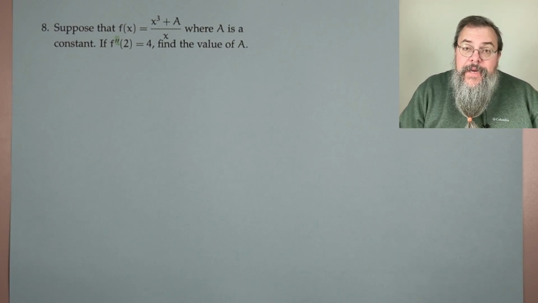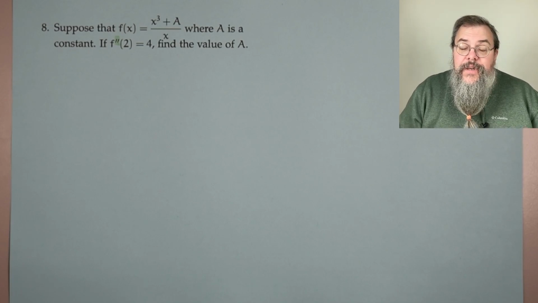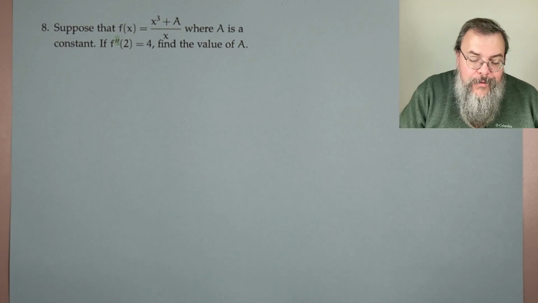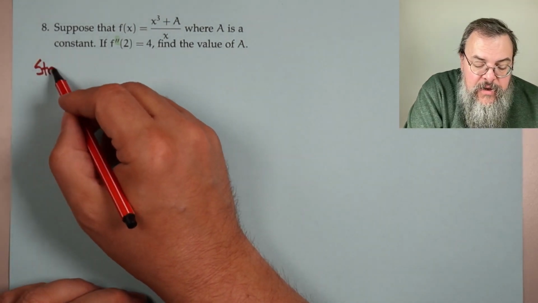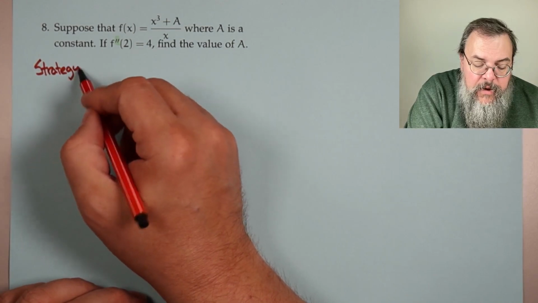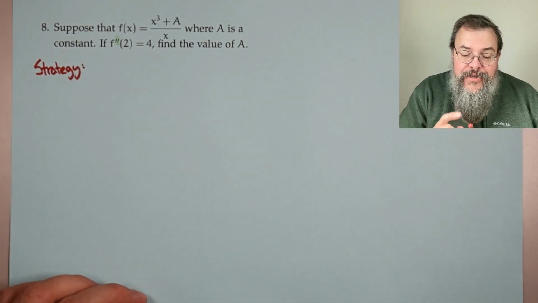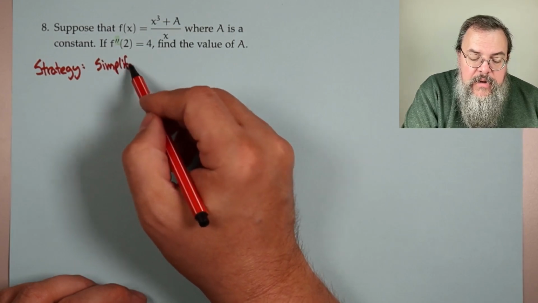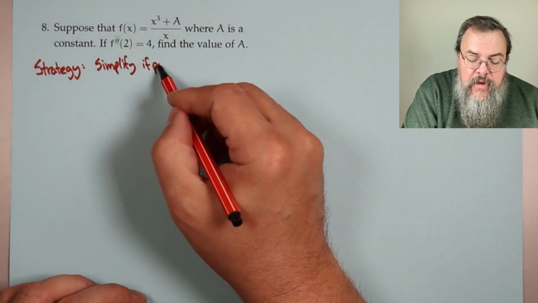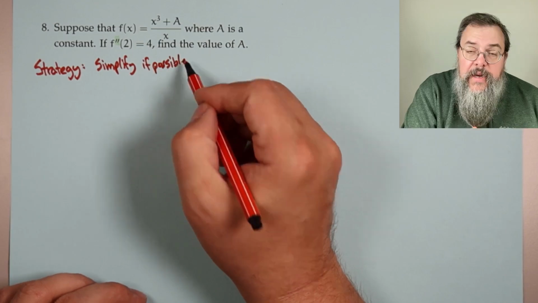Now, I want to make an observation. And that is, the way this function is currently written, it looks like a quotient, right? And like, this could be messy. But remember, there's a strategy. And I'm going to go ahead and write this down because this deserves to be written down. So our strategy is simplify if possible. And another way to say this is, we want to make life easy on ourselves.